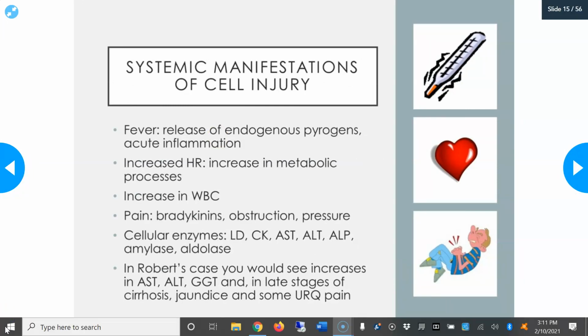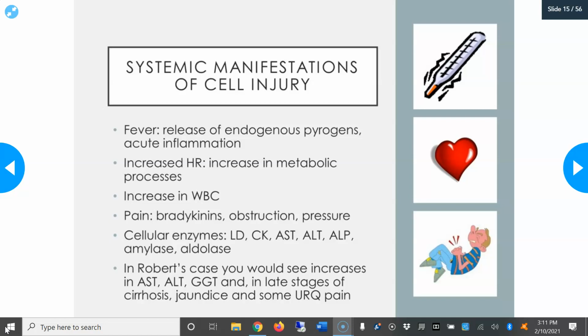All right, so let's talk about systemic manifestations of cell injury. So how do you know that your cells are being injured? One of the first signs might be fever. Fever is due to the release of endogenous pyrogens from those cells that are damaged, and due to acute inflammation. So your body temperature goes up, so you know you're getting sick, that something is going on.